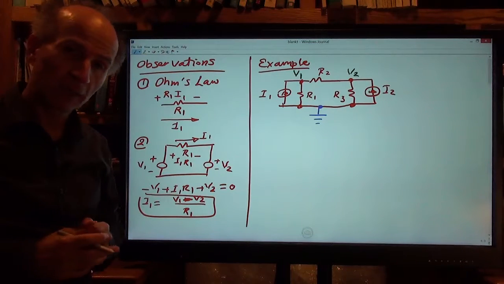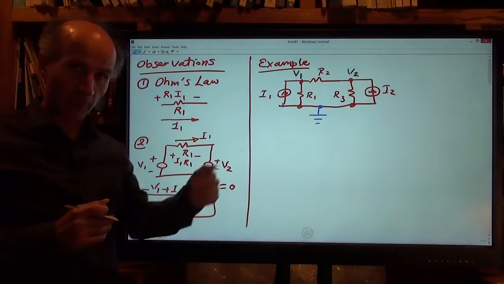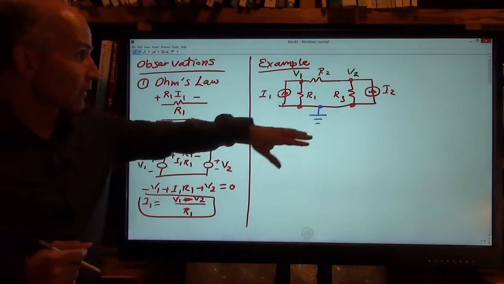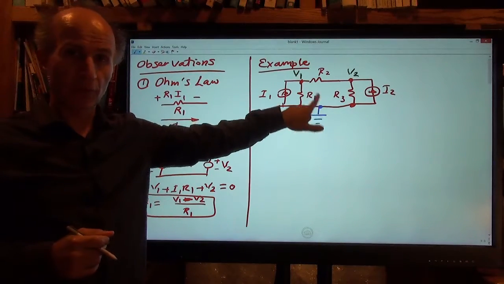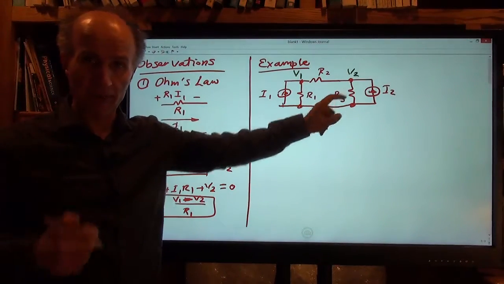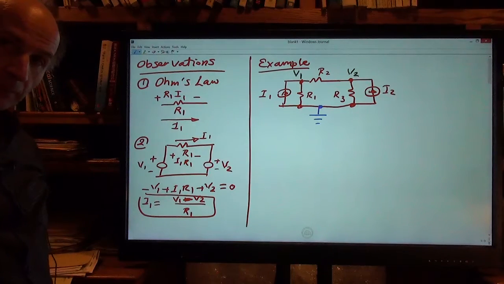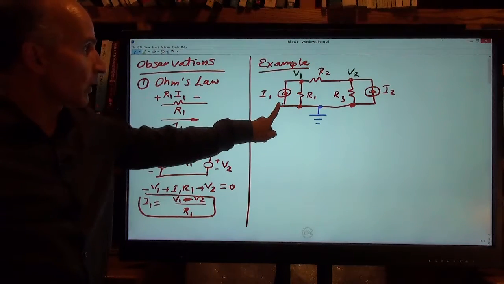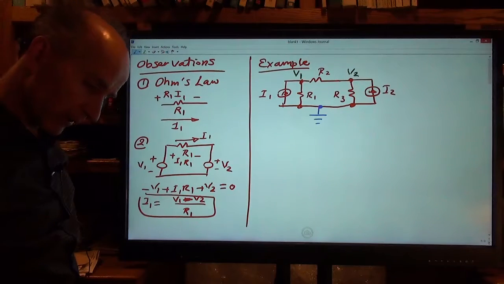Step number 3, we write KCLs for all of these nodes except for ground, right? So the overall circuit has 3 nodes, 1, 2, 3. We assign 1 to be ground, so we have only 2 nodes left. We're going to write 2 KCLs. So let's write a KCL here. This guy is injecting I1 into this node. So we'll write I1.